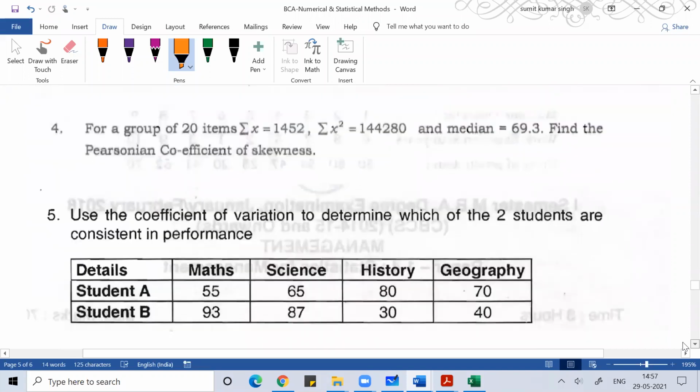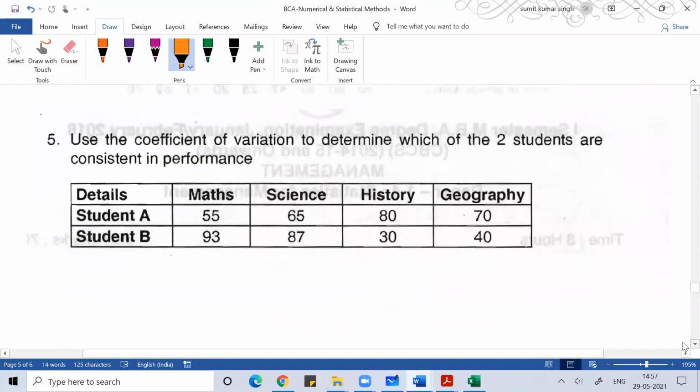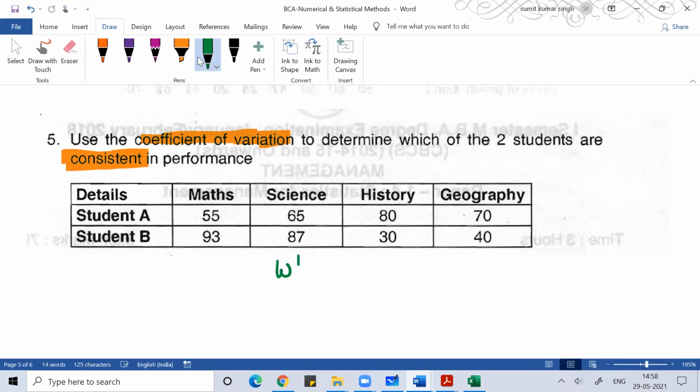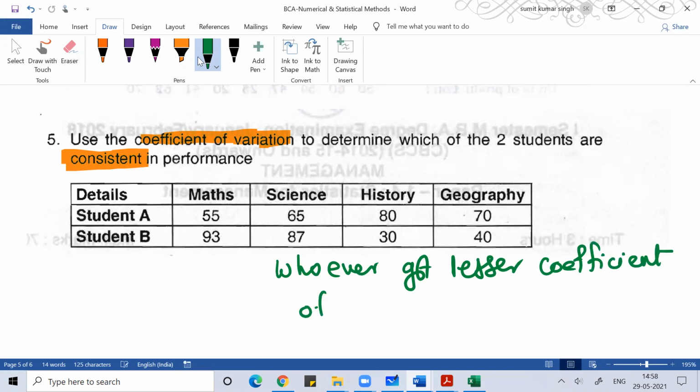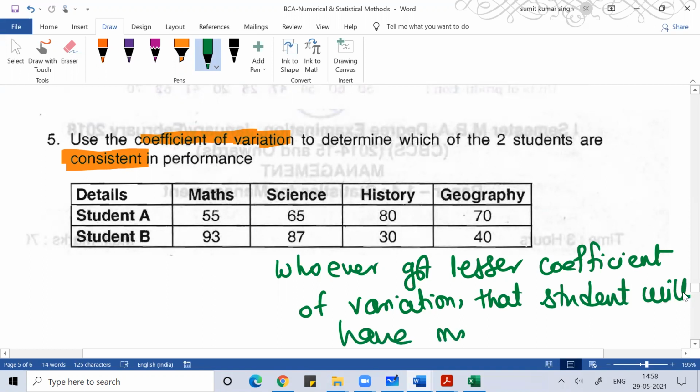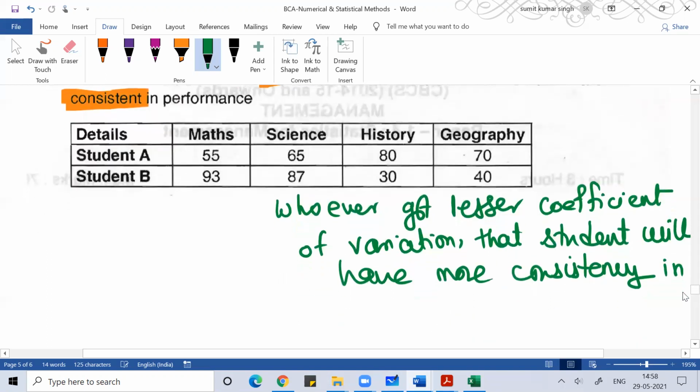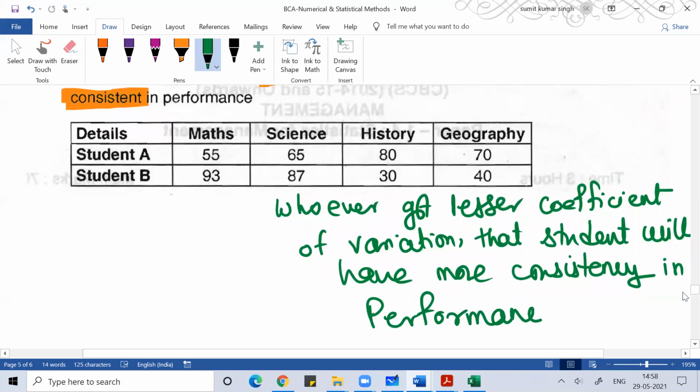Stability also means consistency. So if the question is to use the coefficient of variation to determine which of two students is more consistent in performance, whichever student got the lesser coefficient of variation will have more consistency in performance. You can keep this in mind while solving the question.